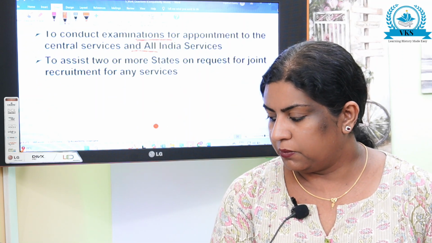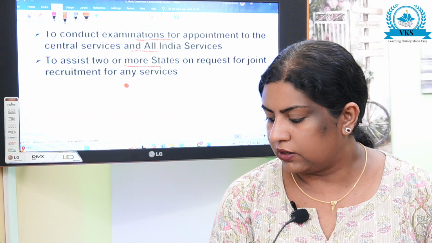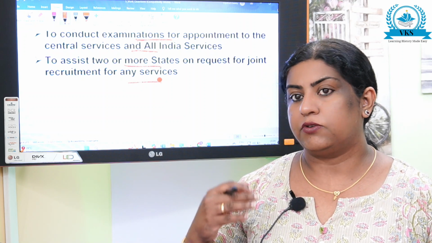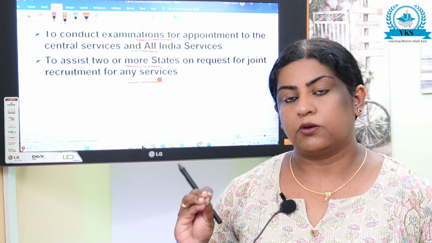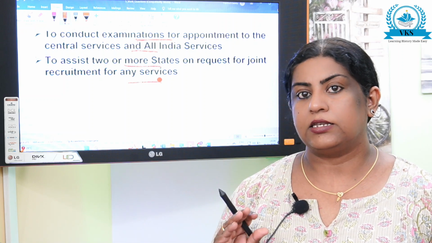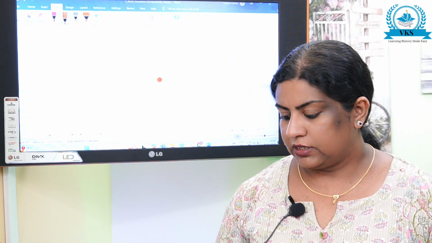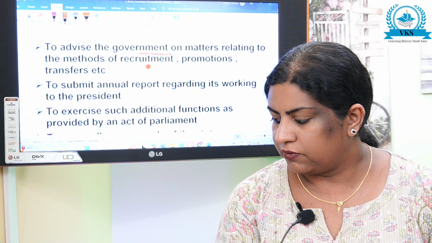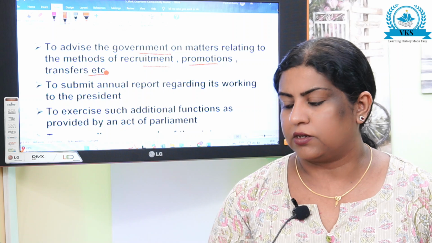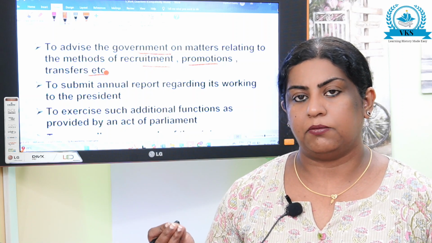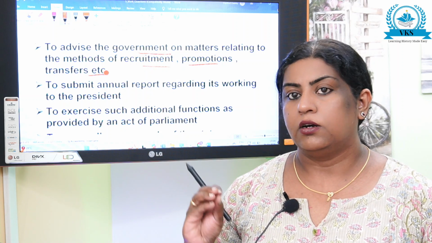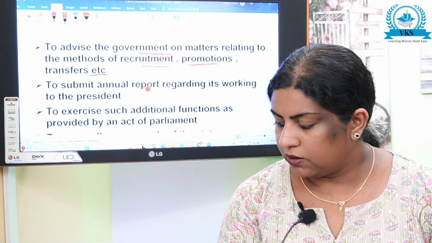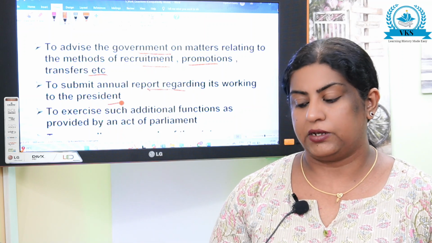To assist two or more states on request for joint recruitment for any services. Next one, to advise the government on matters related to methods of recruitment, promotion and transfers. To submit annual report regarding its working to the President.